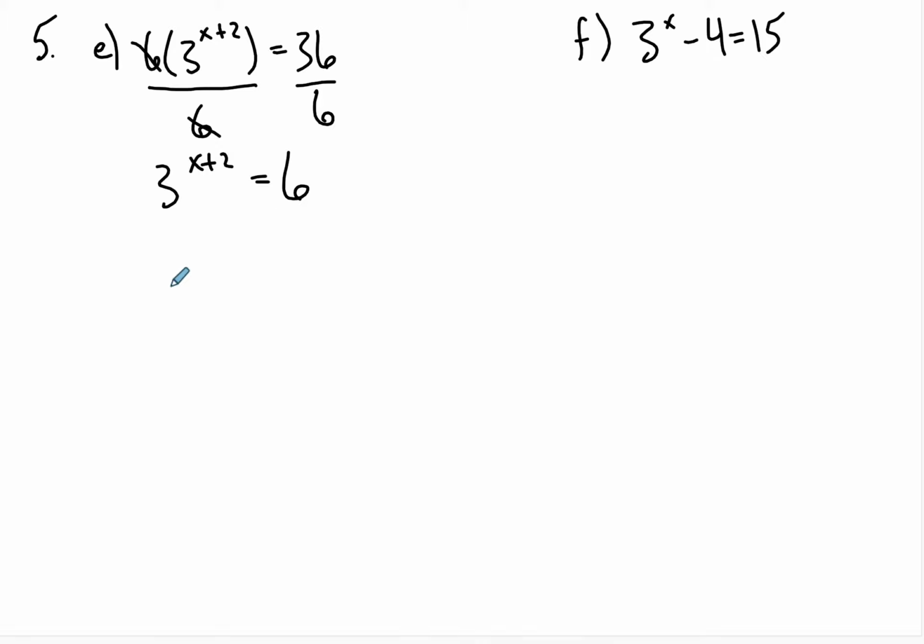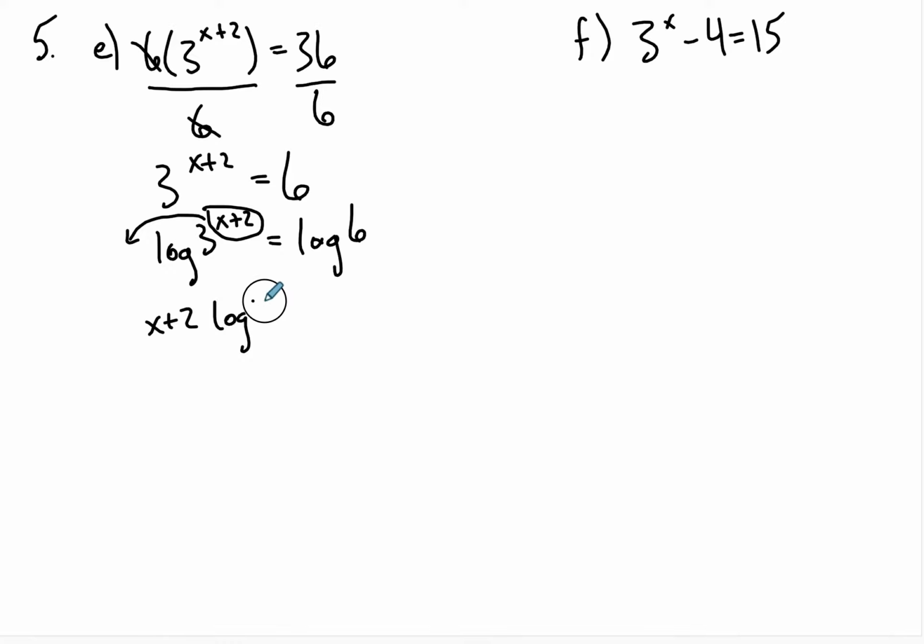So what we must do is take the log of both sides in order to get that x down away from an exponent. So here if I take the log of 3 to the x plus 2 is equal to log of 6. One thing to remember is take the log of both sides and not just the number side that you're interested in. So here now that this x plus 2 can come all the way down in front. So x plus 2 of log 3 will equal log 6.